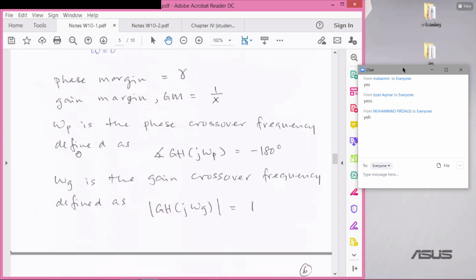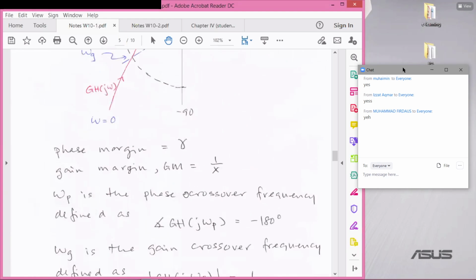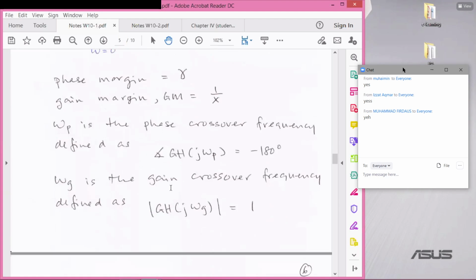So here are some definitions again. Omega p is called the phase crossover frequency. When the phase angle is negative 180 or positive 180, the frequency at that particular time is known as the phase crossover frequency. The gain crossover frequency is when the magnitude is equal to 1. This is just by definition: the magnitude of the Nyquist diagram at gain crossover frequency is equal to 1. All right, so that is how we evaluate the gain and phase margin.